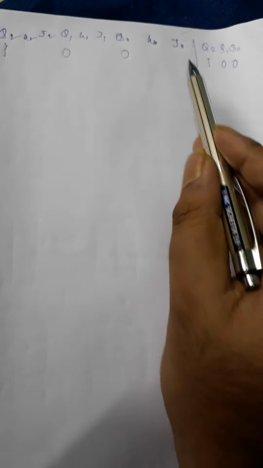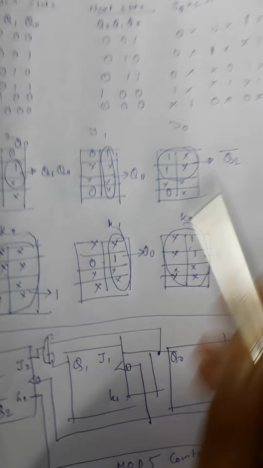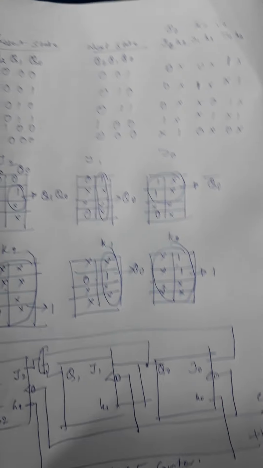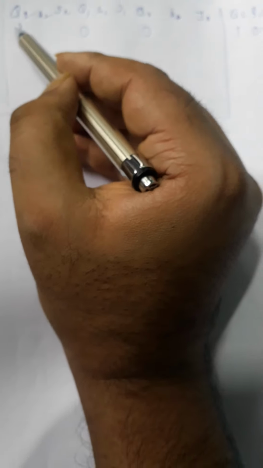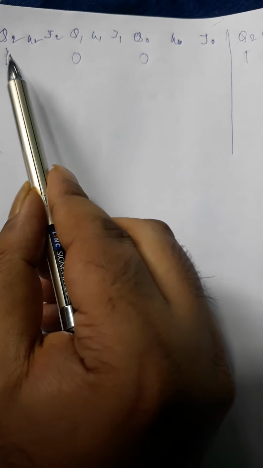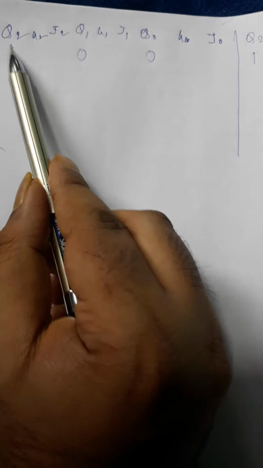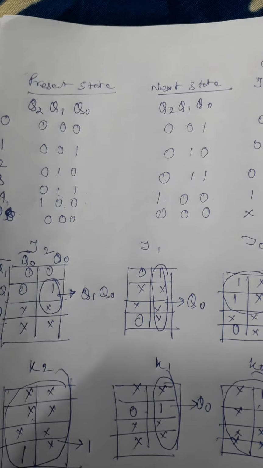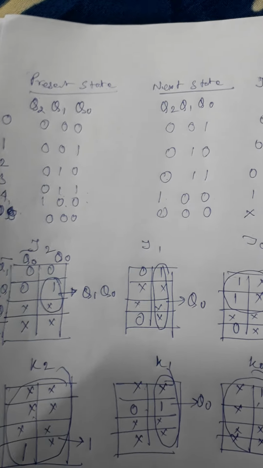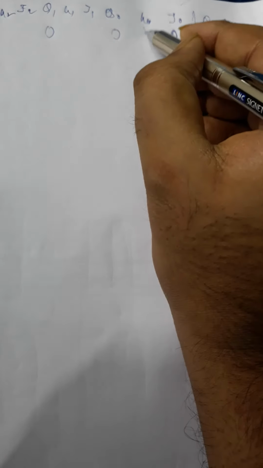Now what is the formula for J0? According to the design, J0 is Q2 bar. Q2 is 1, so Q2 bar will be 0. So here J0 will be 0. What about K0? K0 will be 1 because it is connected to VCC. So K0 will be 1.